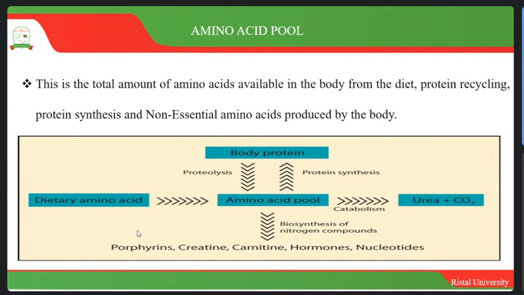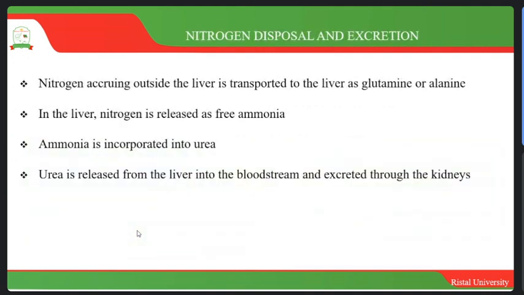So let's get into the next concept of nitrogen disposal and excretion. Nitrogen, or we can say nitrogen that is circulating outside the liver, is transported to the liver as glutamine or alanine. This glutamine here is one of the major amino acids that is helping us in this process of protein metabolism, breaking them down and everything. Or it is also transported as alanine. You get to understand that.